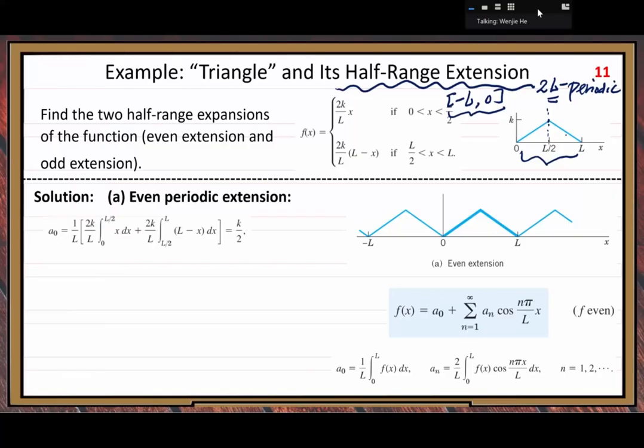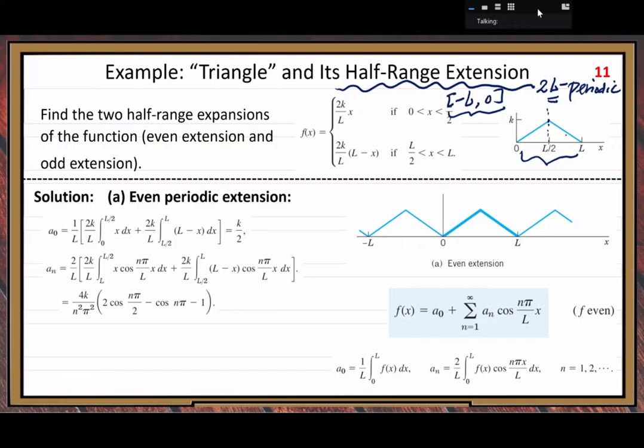So let's do the calculation. Integral calculation: a0, an. So after that, let's write our Fourier series explicitly, like this.